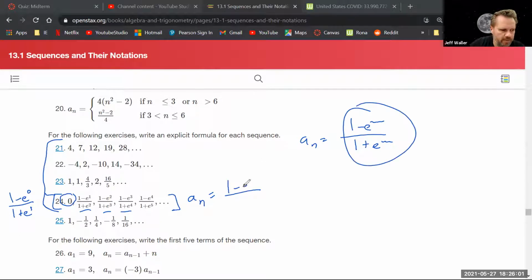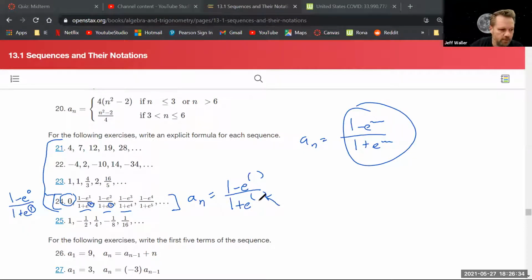This is 1 minus e to the something with n, 1 plus e to the something with n. So the first term, see how the first term has a 1 here, second term has a 2 here, third term has a 3 there. So the nth term has a what here? First term has a 1, second term has a 2, third term has a 3. So the nth term will have an n.